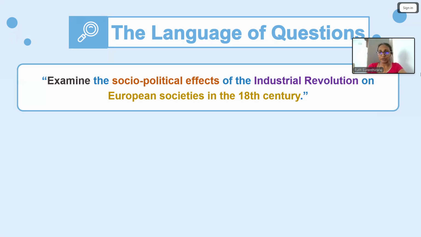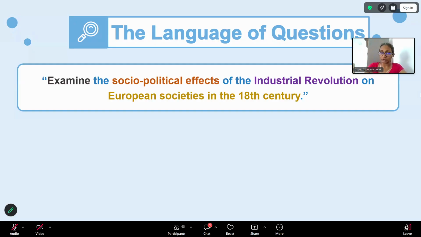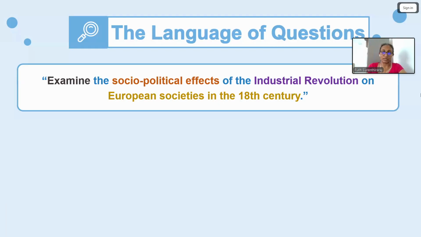Right. So here you have the full question. Examine the socio-political effects of the Industrial Revolution on European societies in the 18th century. Let's go step by step, right? When you see this kind of big question, it's quite wide. It's dealing with socio-political effects, Industrial Revolution, European societies, 18th century, okay? Lots of different factors are coming into the question. Let's try to see how they're linked.